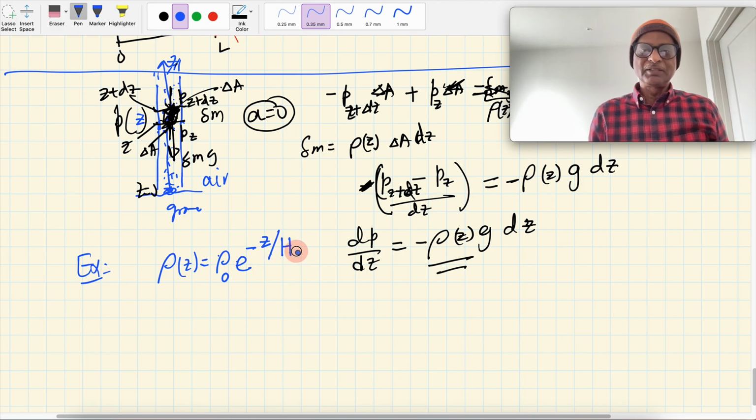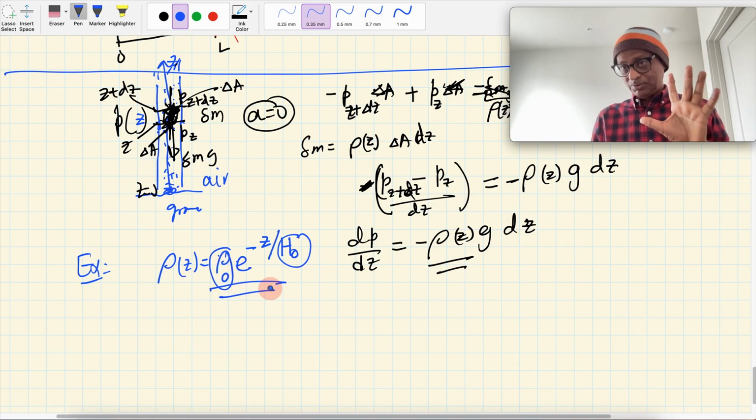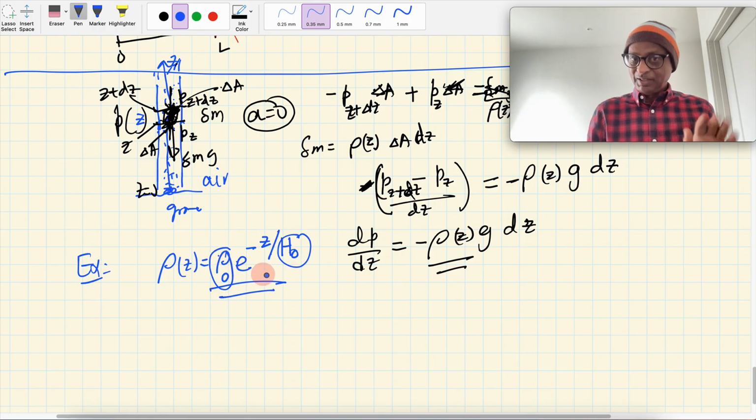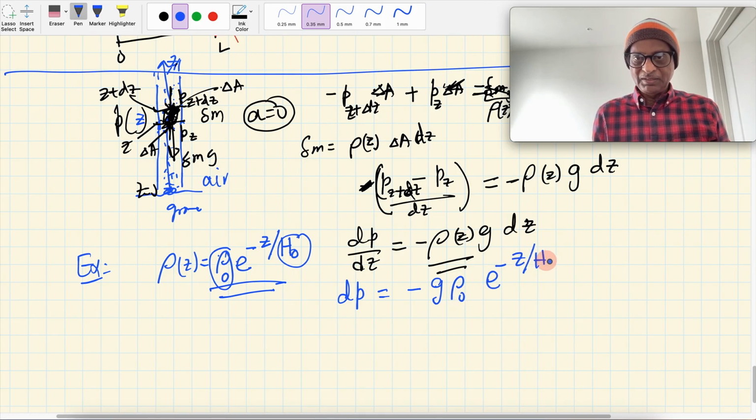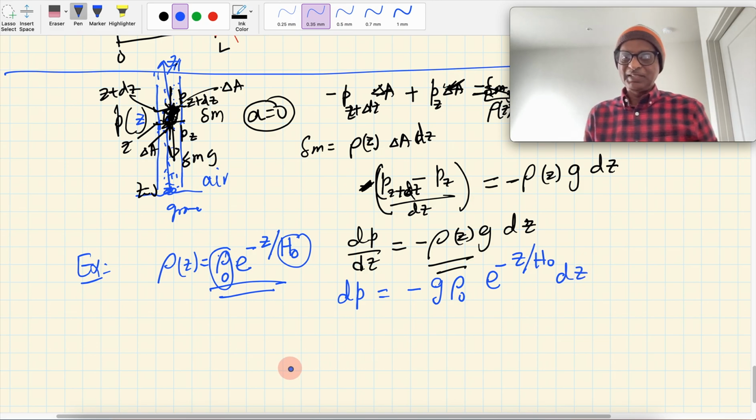This is, let's call it rho 0. This is not to do with this height. It's known, and maybe this function is just a model. I'm not claiming that this is correct, okay? This model may be correct or incorrect, but how do you handle this kind of thing? So you can get dp equals minus g rho 0 e to the minus z over h0 dz. So that's what we're going to get.